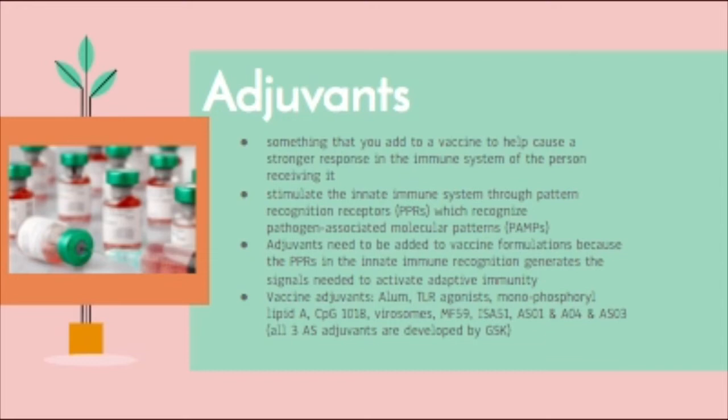Examples of adjuvants that are approved and currently in use are alum, TLR agonist, monophosphoryl lipid A, CpG 1018, virosomes, MF59, ISA51, and the 3 AS adjuvants developed by GlaxoSmithKline, AS01, AS03, and AS04. With the COVID-19 pandemic, there are vaccine trials occurring which allow for new adjuvants to be tested. Adjuvant systems being used in clinical trials for SARS-CoV-2 vaccines are Matrix-M and Advax.